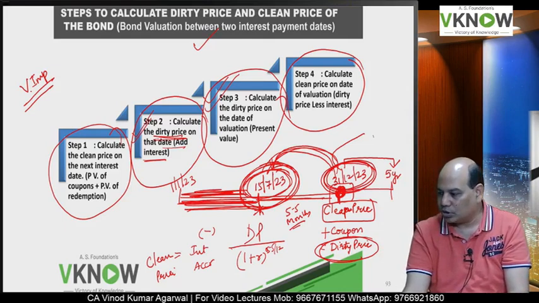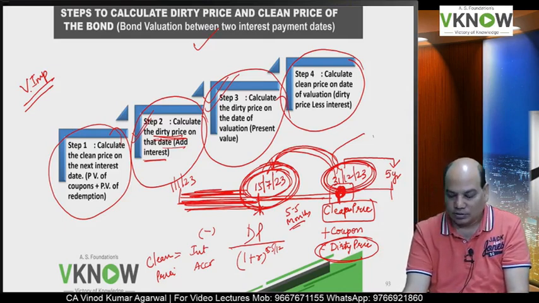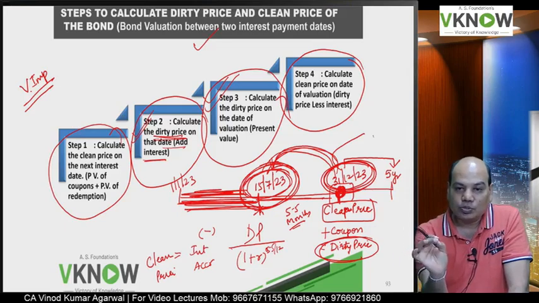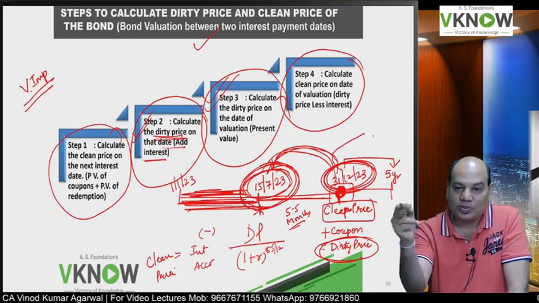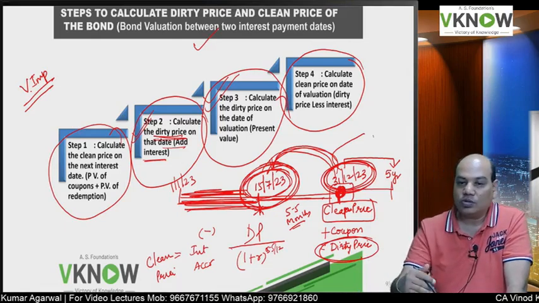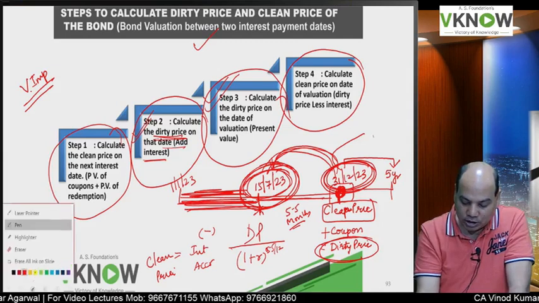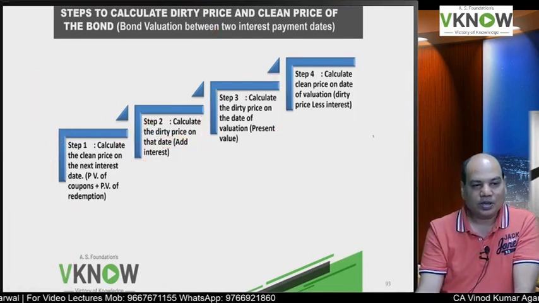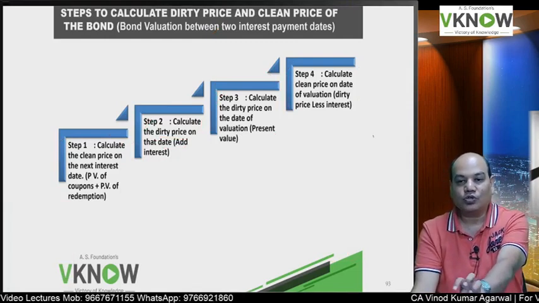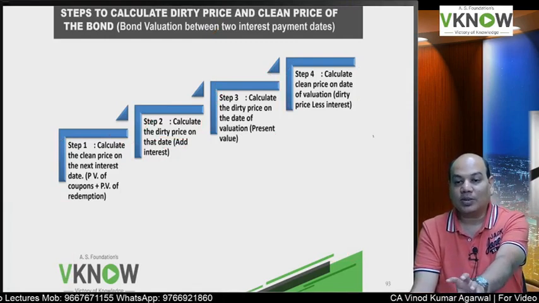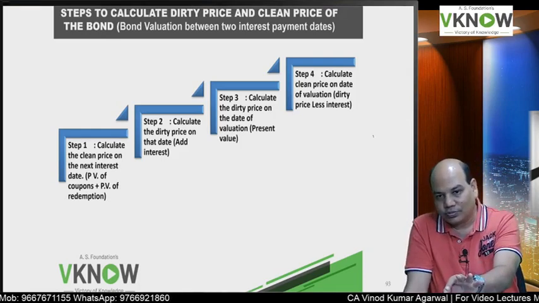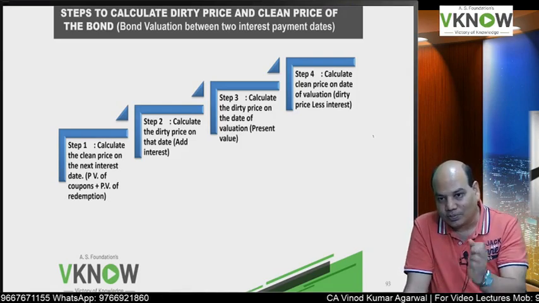This way you do the calculation of clean price on valuation date in case of a question where the valuation has to be done between last coupon payment date and the next coupon payment date. This concept we have studied in intermediate accounts chapter, investment accounting, debenture accounting, but that time the dirty price and clean price were not used. They used the terms cum interest price and ex interest price, and secondly it was directly given to you, but now you have to learn how to compute it.